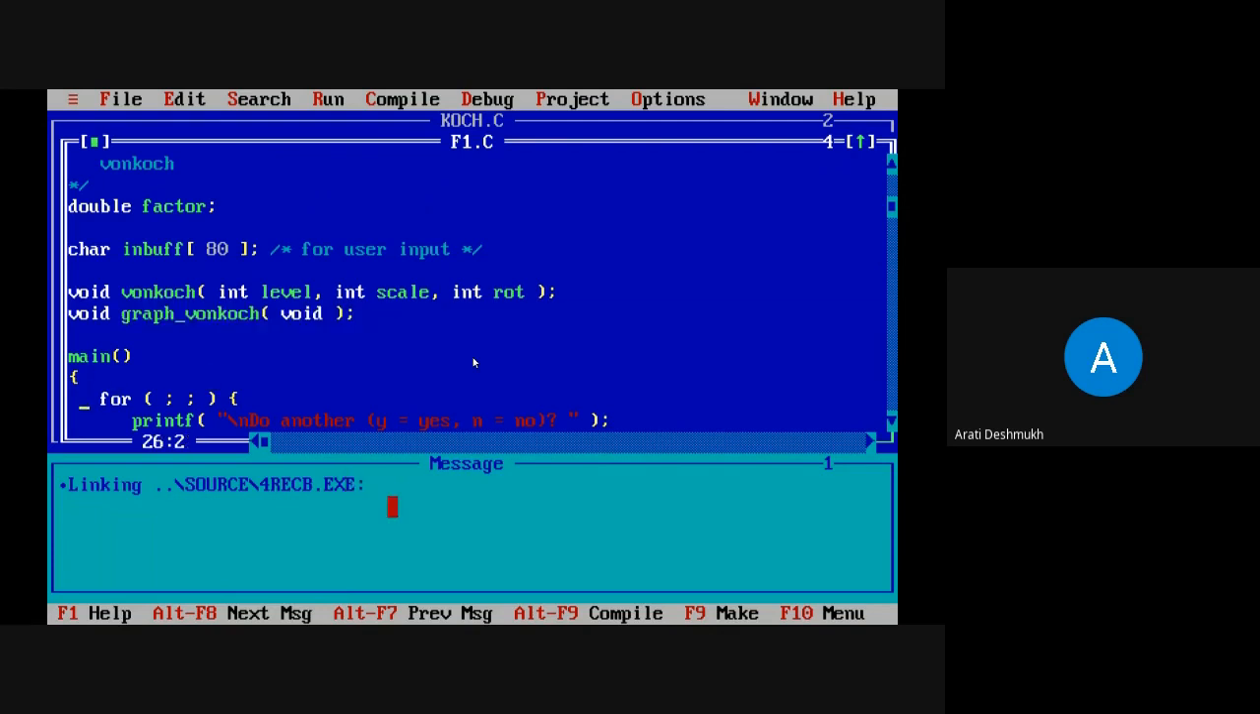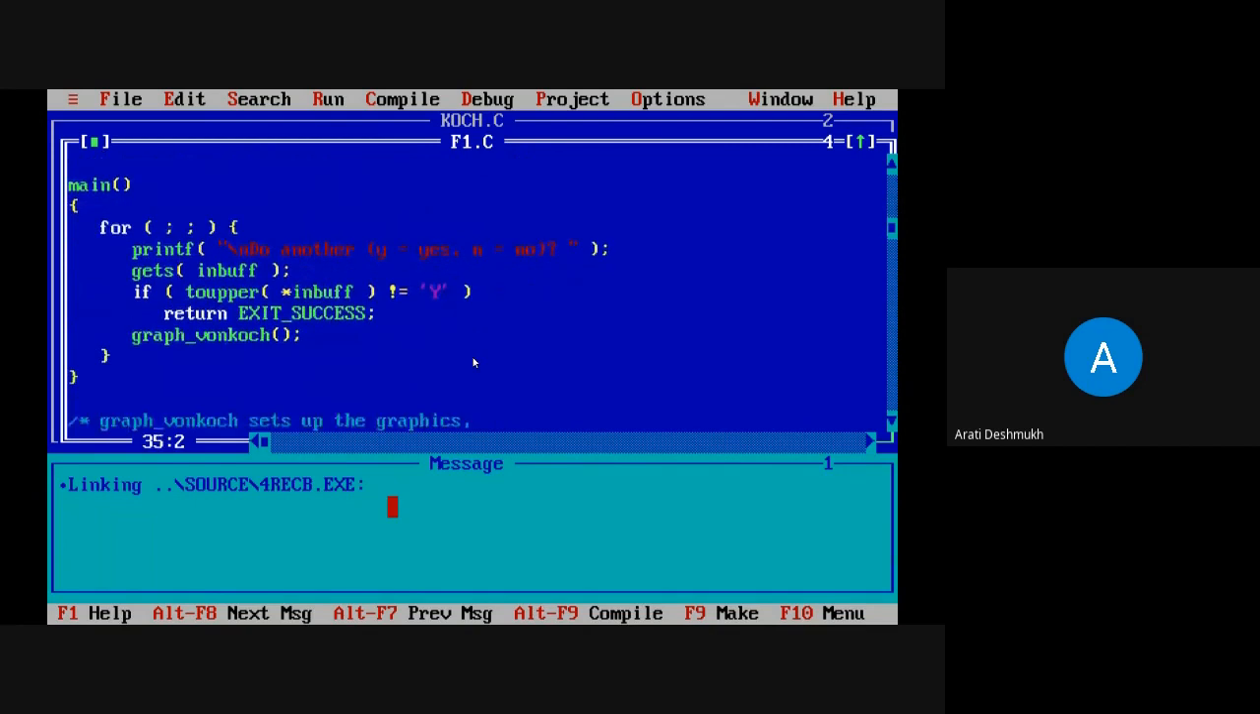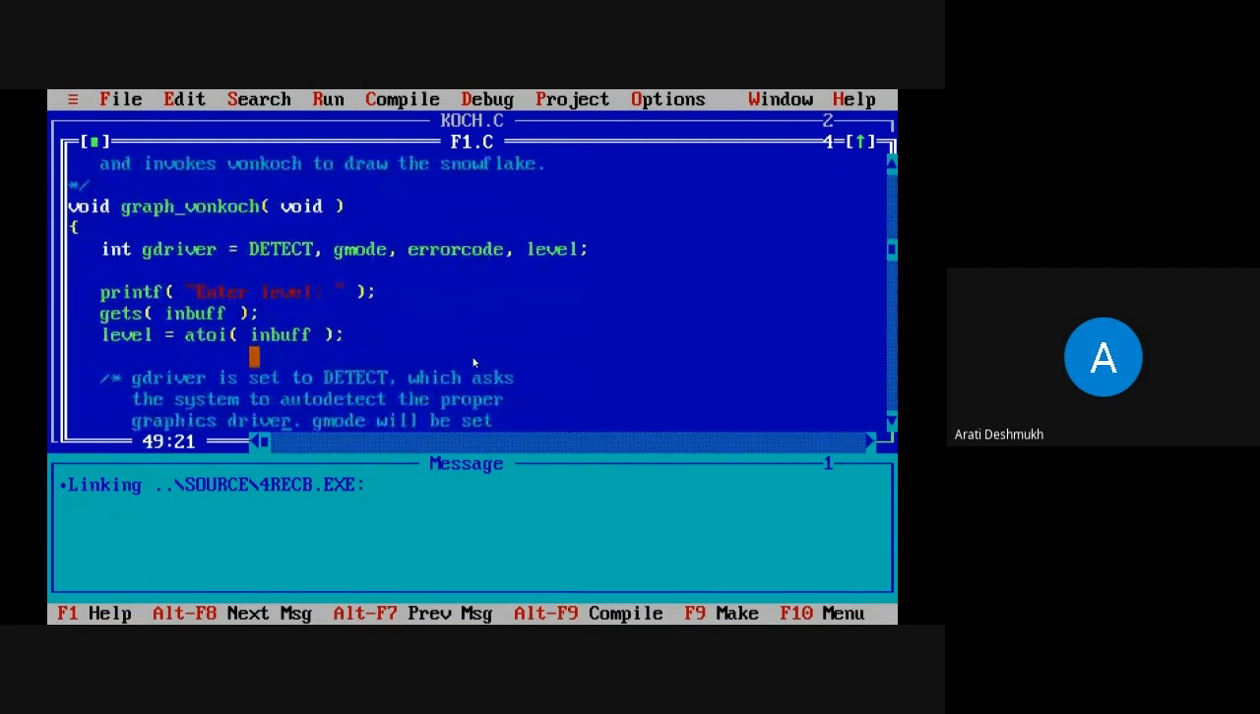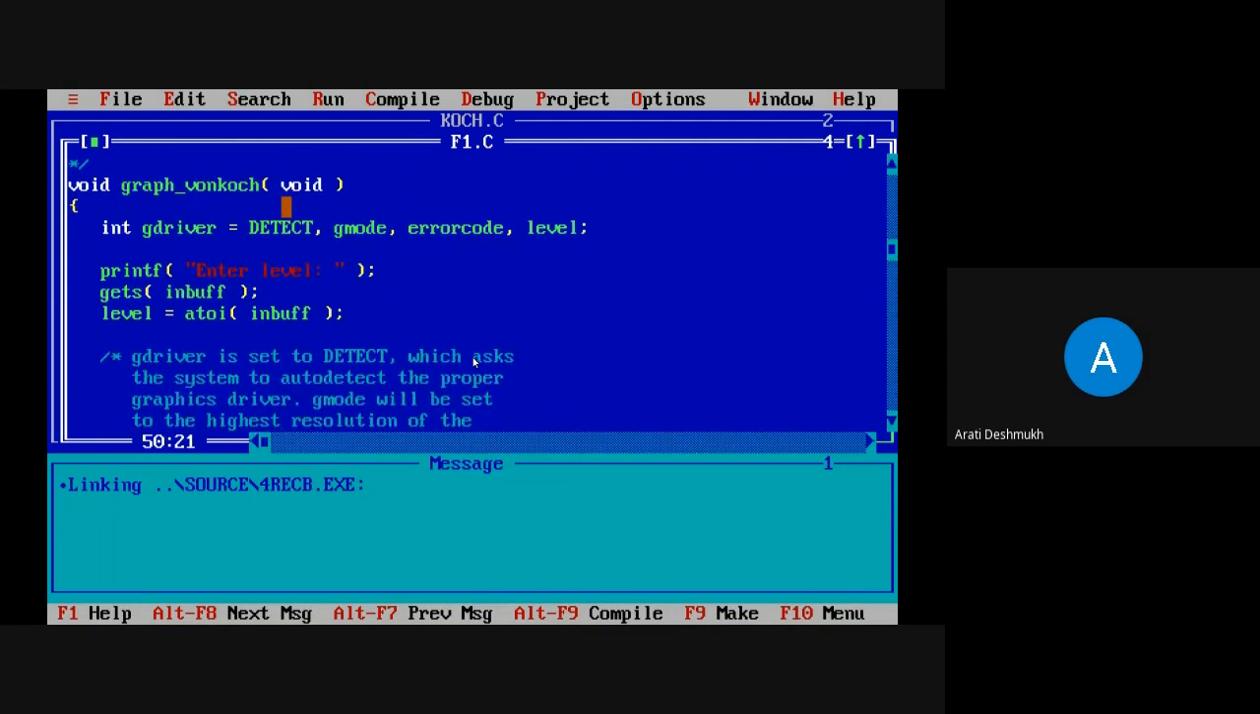In the main, every time we have to enter whether we want another output, yes or no. So we use a do-while for another, yes or no. Then we get the value in the buffer. The number of times we can enter values, we are using an array for that. Then, if it is a yes, we are entering, then we use the next. We are calling this function, it is the graph one Koch.